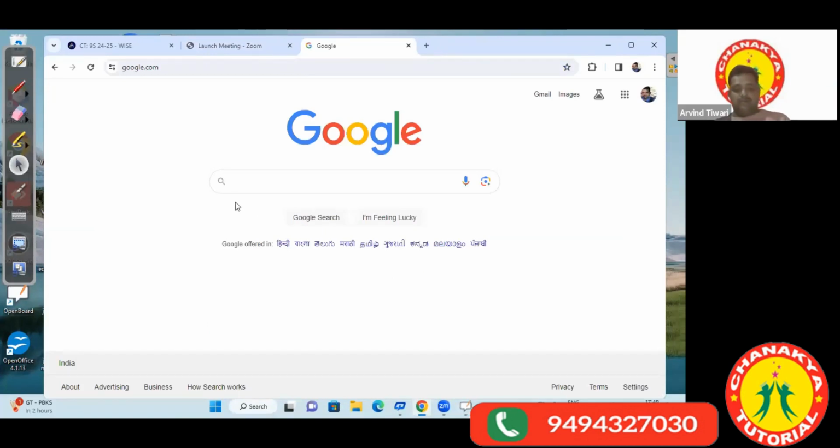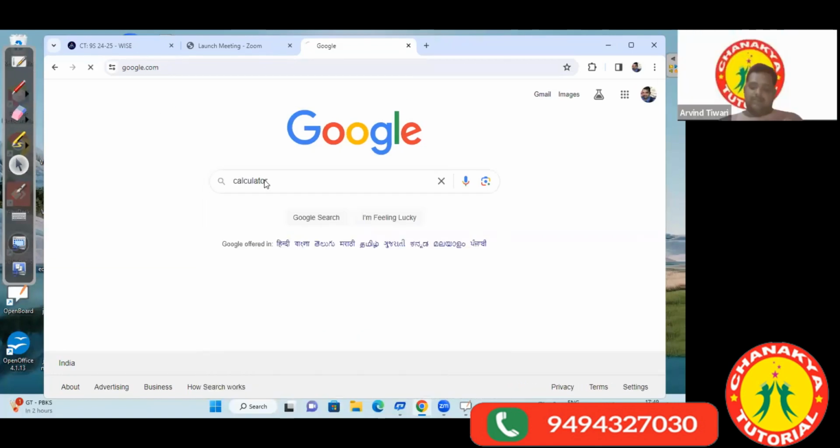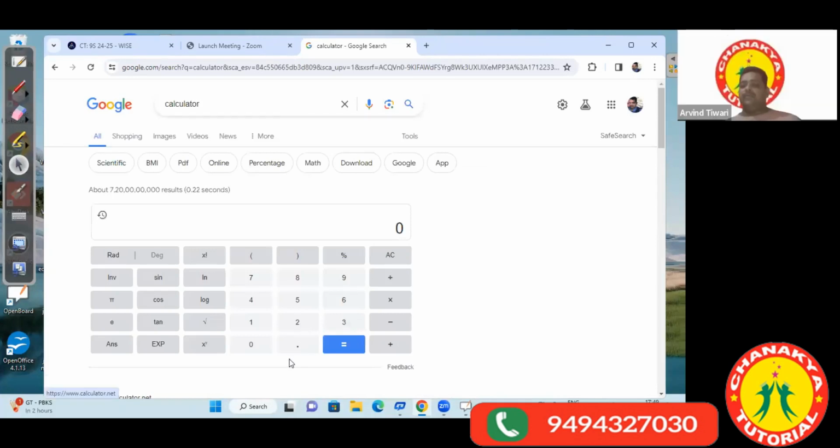Right? Sir, the final velocity will be 0, no, sir? Yeah, final velocity is 0.